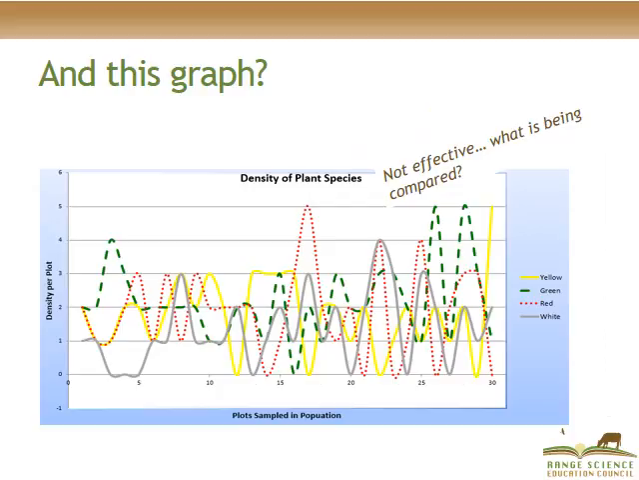Here's another one that I would say is not effective. Again, looking at the plots along the x-axis, totally not relevant in this case. And density per plot, just hard to say what is going on here.